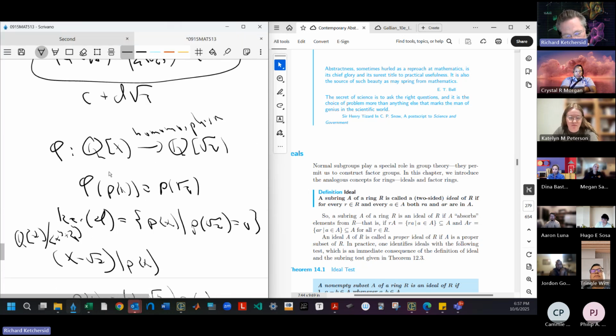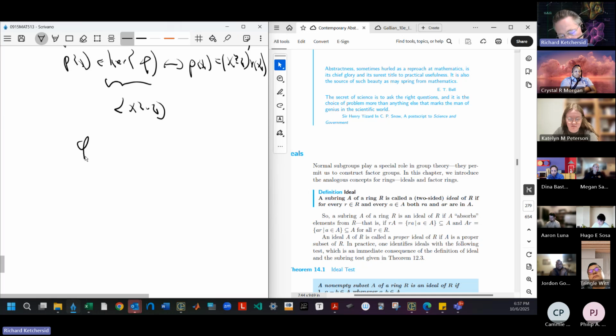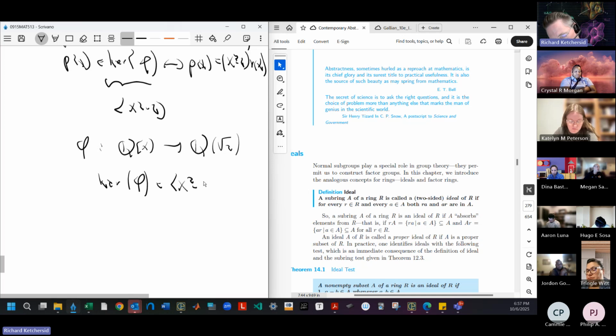It's clearly onto, right? Anything that I want to write in the form a plus b square root of 2, I can definitely write by taking the image of a polynomial, namely a plus bx. So it's onto. So this is now jumping into the homomorphism thing. I've got phi, which is an onto map from Qx into Q square root of 2, and the kernel of phi is equal to the ideal generated by this single polynomial, which is just x squared minus 2 times any other polynomial.